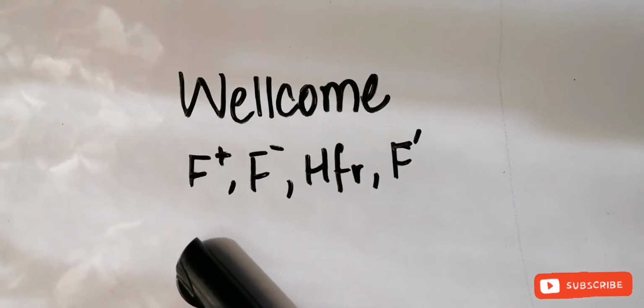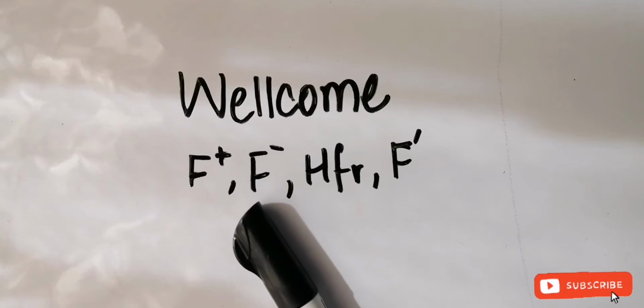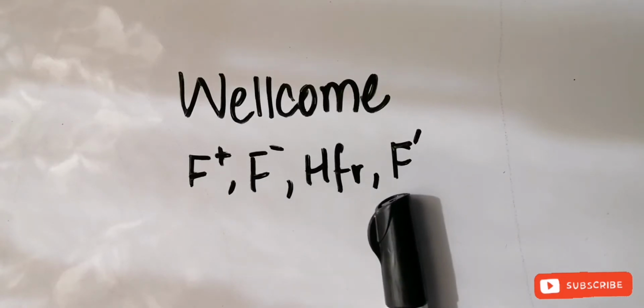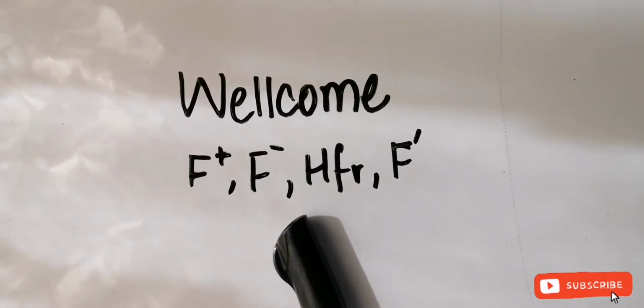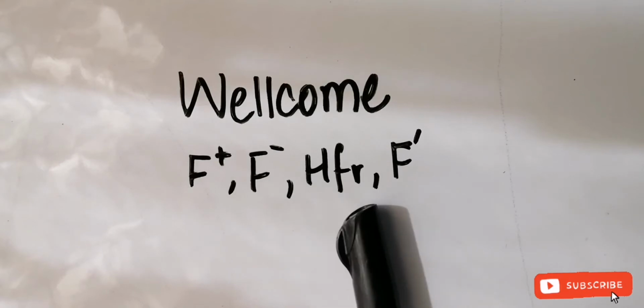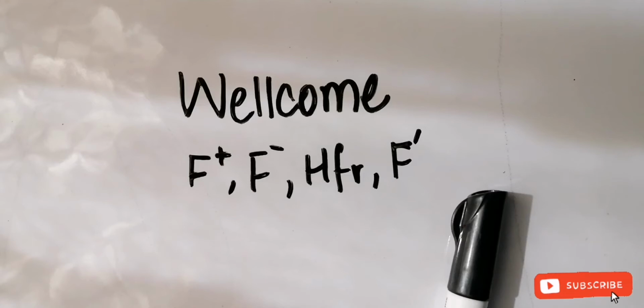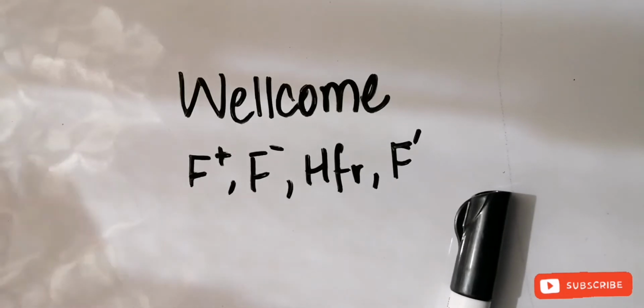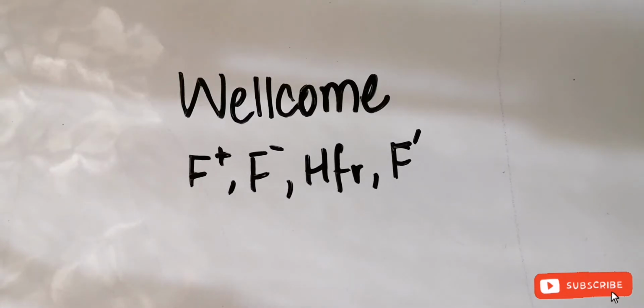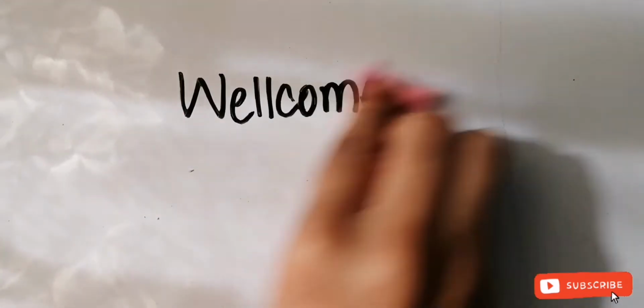Today we are going to discuss F positive, F negative, Hfr and F prime factor in the process of bacterial conjugation. Conjugation is the method of exchanging genetic material between two different bacteria of the same generation. We are talking about siblings, bacteria that are different but belong to the same generation. Both bacteria undergoing conjugation belong to the same generation.